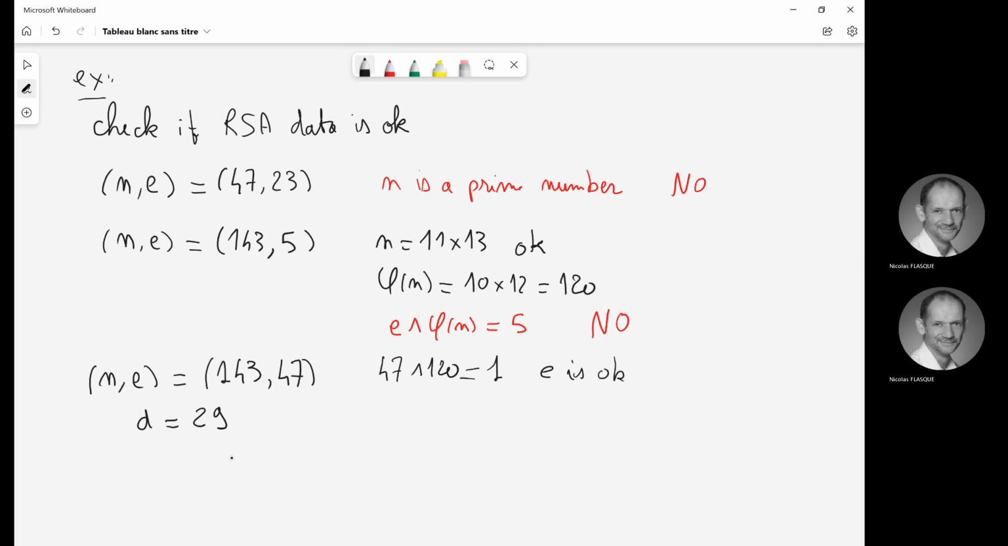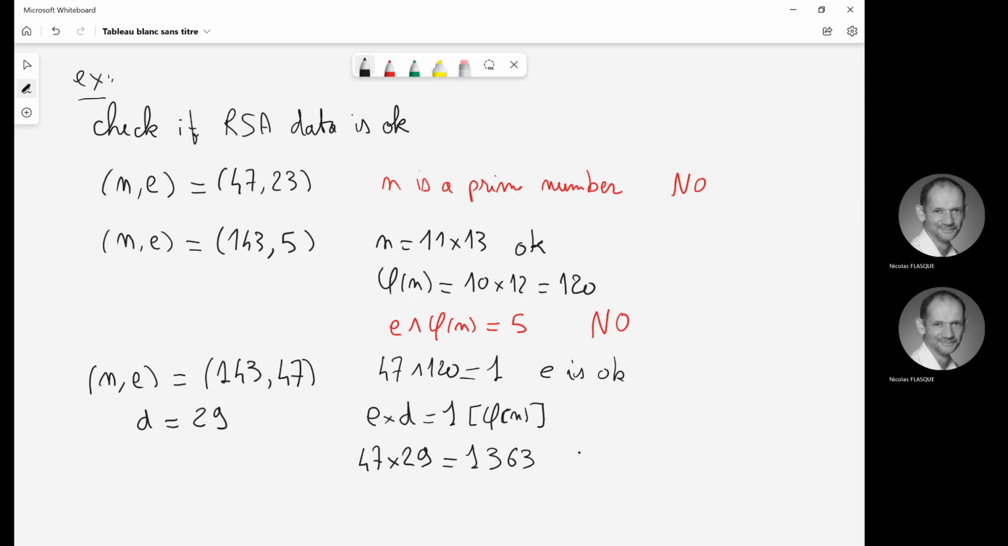Now, is d correct with respect to the values of n and e? As d is supposed to be the inverse of e with respect to phi of n, we should have the following equality: e times d is equal to 1 modulo phi of n. This is a way to check if the values of e and d are correct, one for ciphering, the other one for deciphering.